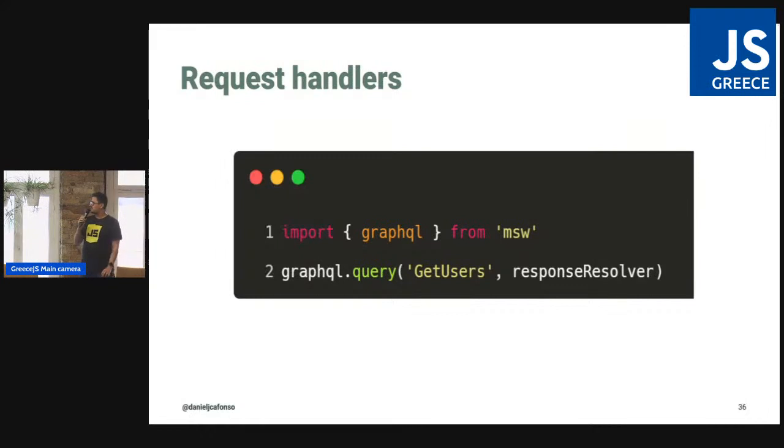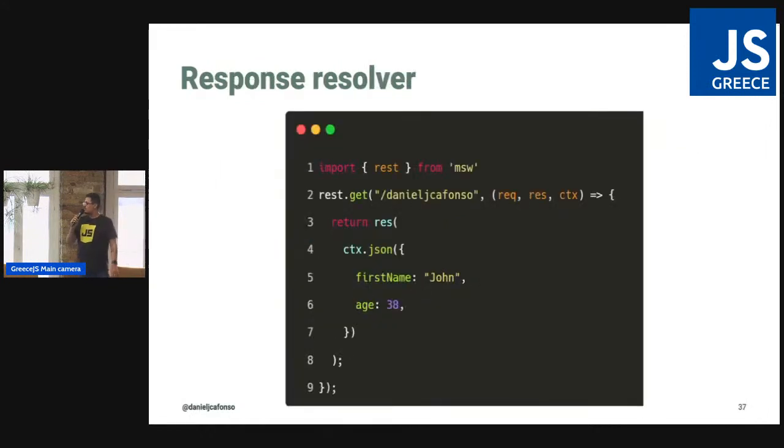Now, looking into the response resolver part, the response resolver in this scenario is the part that you can see inside of the request handler. In this case, we have an arrow function. It receives three parameters: the request, the actual request that Mock Service Worker intercepts, the response, which you can use to send your response, and the context, which is a bunch of utilities. So in this scenario, whenever there's a GET request to Daniel JC phones, we're going to return a response, which is a JSON object, which on the first name property has John, and on the age property has 38. And that's pretty much it. That's pretty much how handlers work. This is the fundamental part of it.